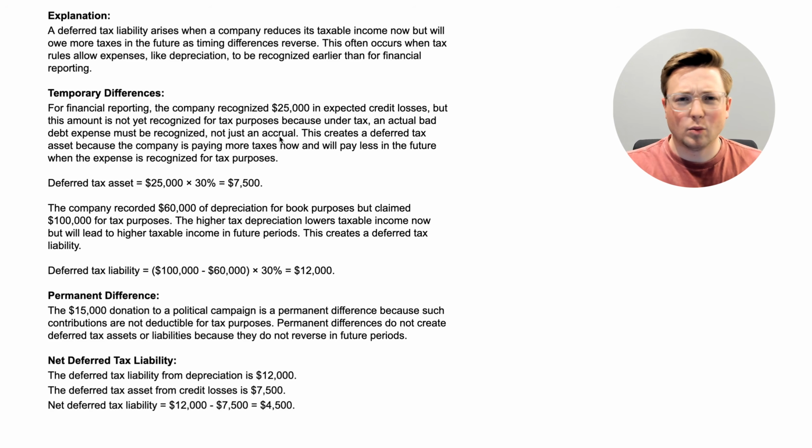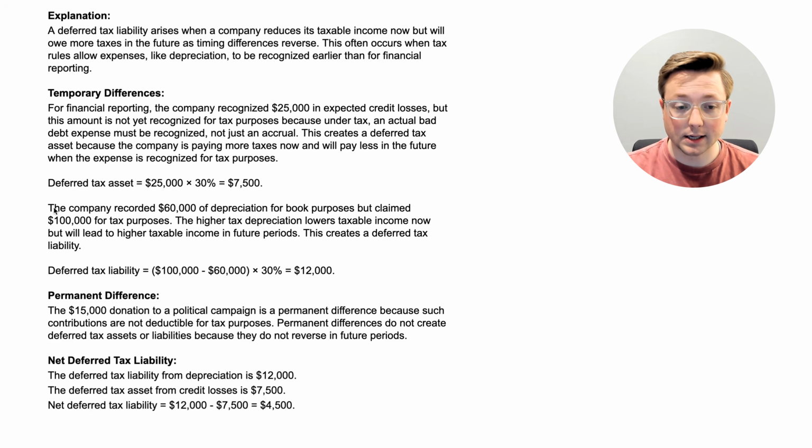And you might be thinking, well, they're paying more taxes now. That's not an asset. That's not a good thing. But remember, they're paying more taxes now so that they pay less taxes later. And typically the way taxes work is taxes increase. So it's often better to pay more taxes now if you can manage it than to pay them later because they will probably be higher later. Again, that's why it's a deferred tax asset. They're paying more taxes now so that they pay less taxes later. And the way we calculate the deferred tax asset is we take this difference, the $25,000 difference, multiply it by the 30% tax rate that we were given, and that gives us a $7,500 deferred tax asset.